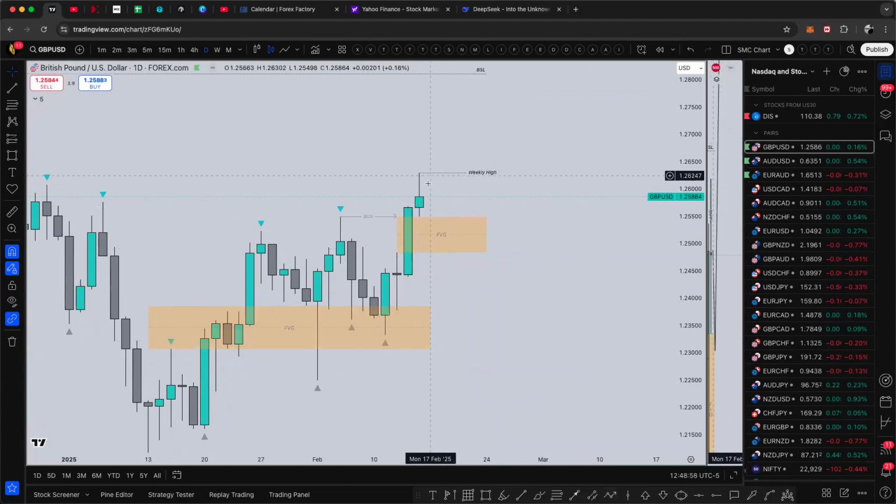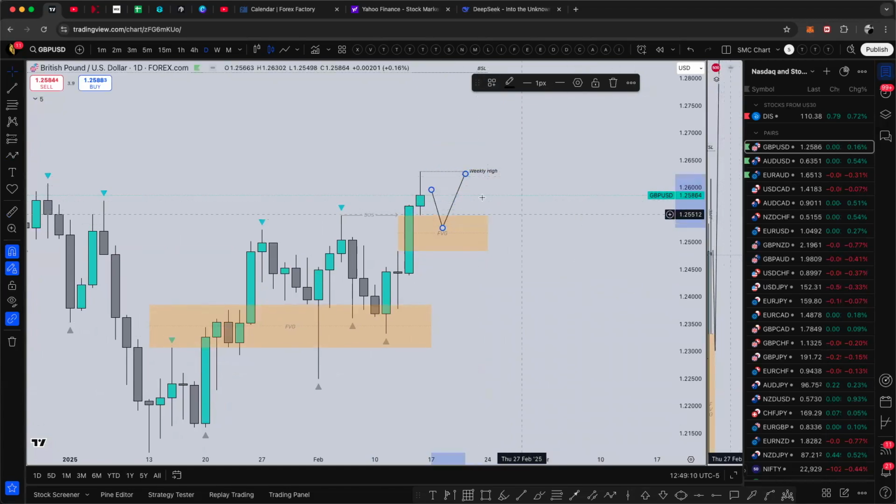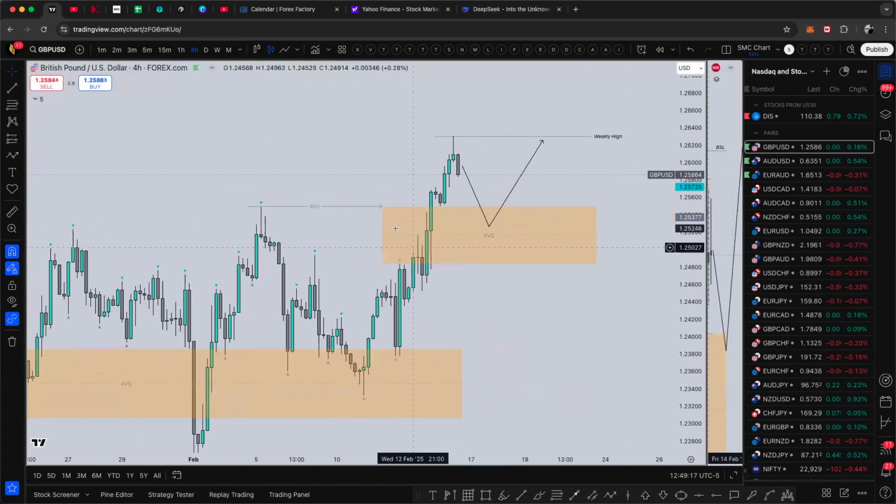So what am I expecting? I'm expecting price, let's see if we do that. If we see price actually do that, we pull back and then we go here, right? How many pips can we get from here to here? About 100 pips, 110 pips. That's a lot of pips. So when you go on a 4-hour, right? This is what we're seeing.